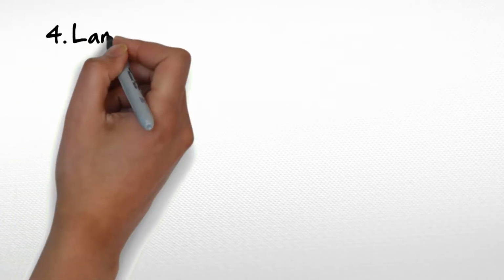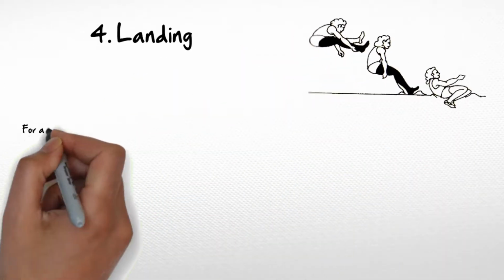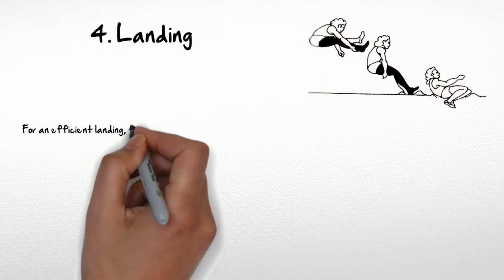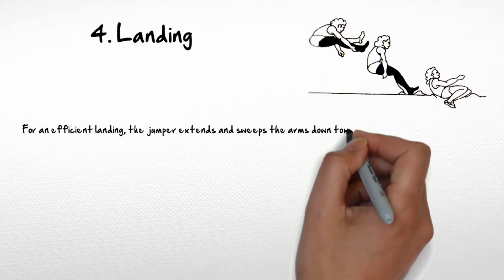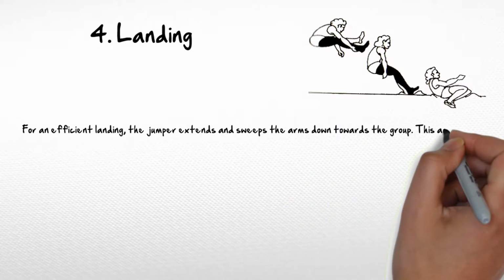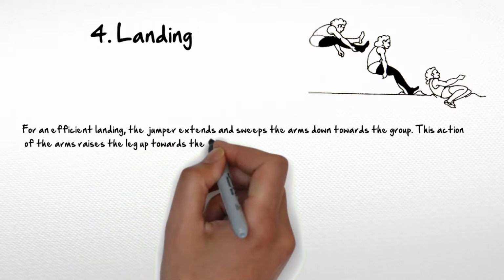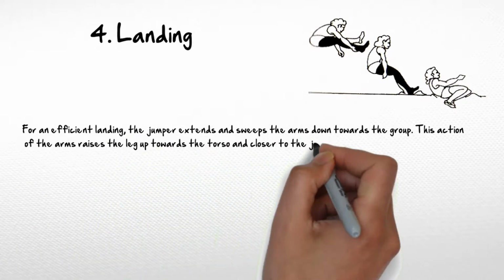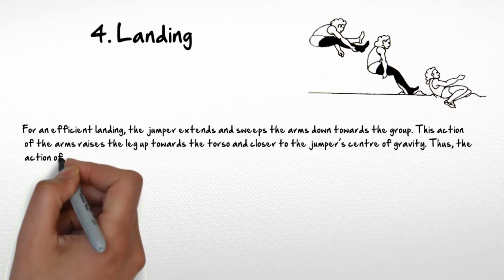The last one is the landing. For an efficient landing, the jumper extends and sweeps the arms down towards the ground. This action of the arms raises the legs up towards the torso and close to the jumper's center of gravity. Thus, the action of the arms causes an equal and opposite reaction with the legs.